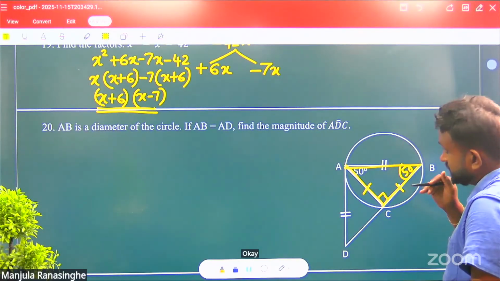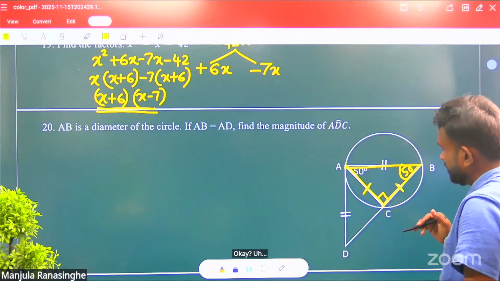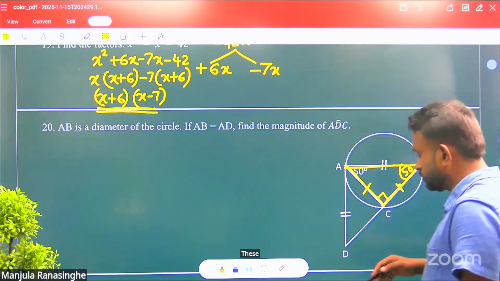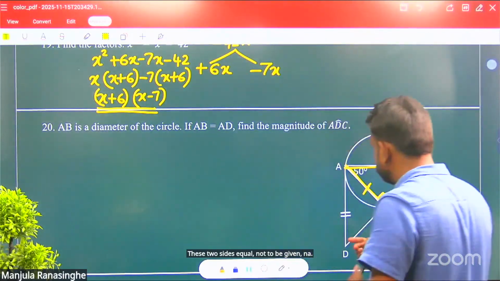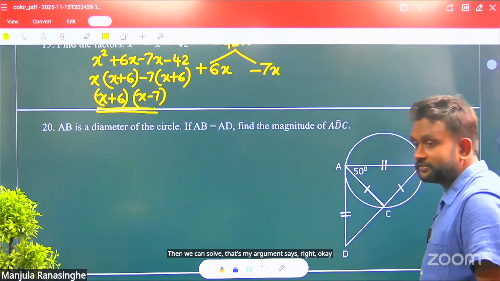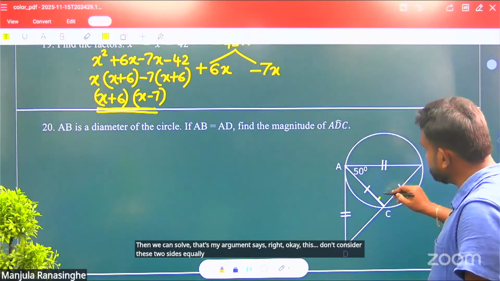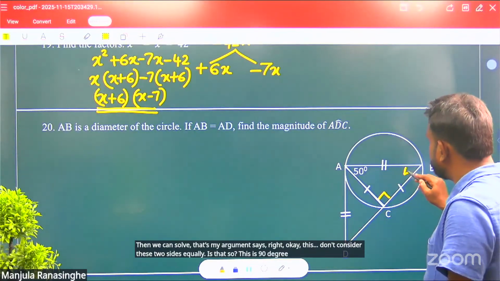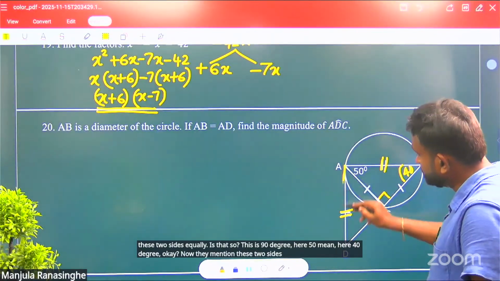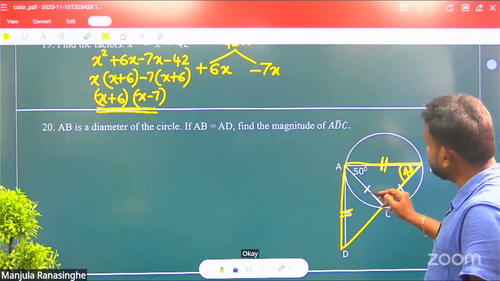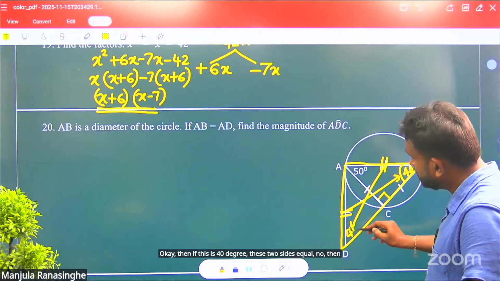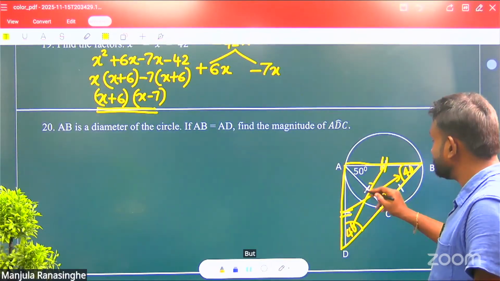Then my argument is that these two equal sides should not be given. Then we can solve. Right, don't consider these two sides equal. If that's so, this is 90 degrees, here 50, so here 40 degrees. Now they mention these two sides equal in the bigger triangle. See this triangle. If this is 40 degrees and these two sides are equal, then this comes as 40 degrees. But forget this symbol, that is the mistake.